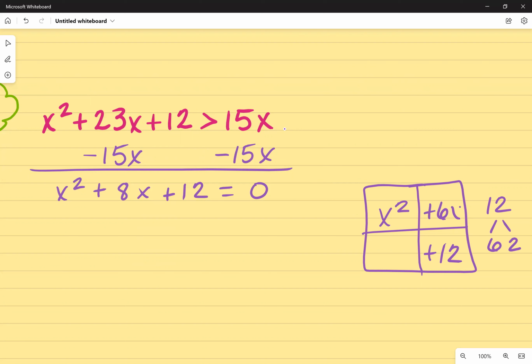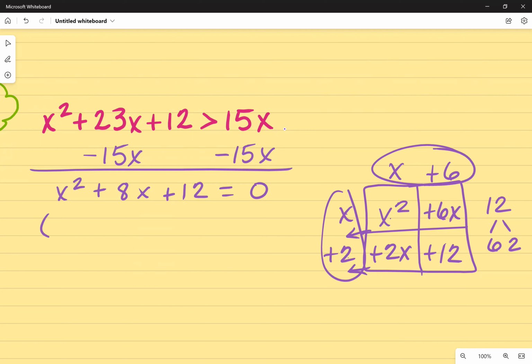So plus 6x, and it doesn't matter if I put the 2x there and the 6x down here, it'll still work. All right, going to the left, first row, I can factor out an x. Second row, I can factor out a positive 2. And then x times what is x squared? X times what is 6? Plus 6, and that works. 6 times 2 is 12. I have my factors. So I can just go ahead and set them equal to 0 and solve. It's going to be the opposite sign, -6, -2.